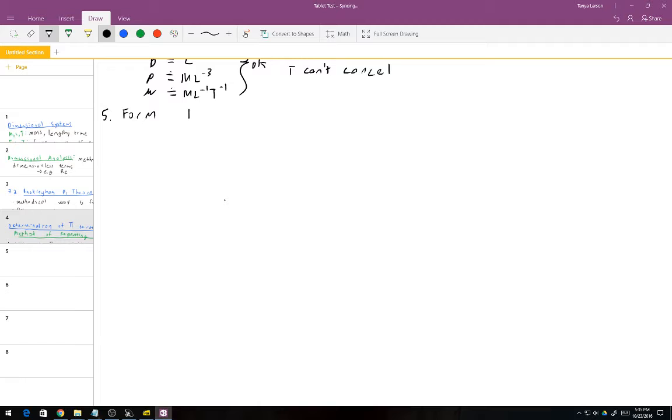Form pi terms. And what do I mean by this? Well, I multiply the non-repeating variables to get dimensionless numbers. Each non-repeating variable is going to have its own pi term, to get dimensionless numbers.